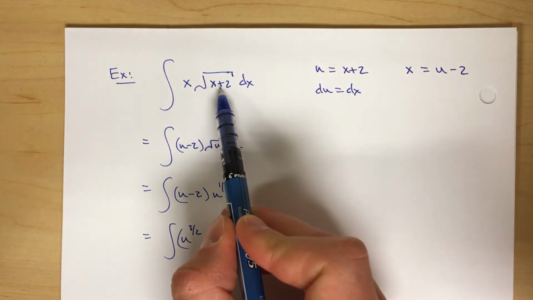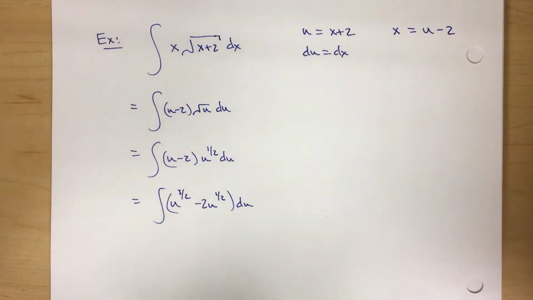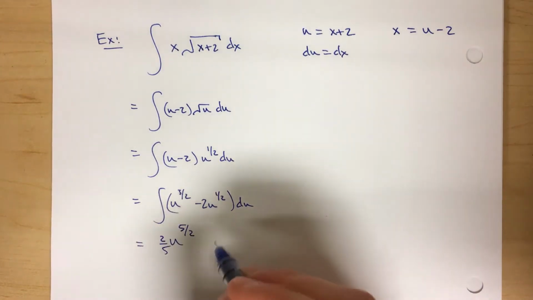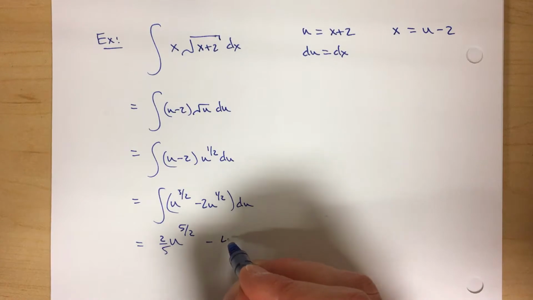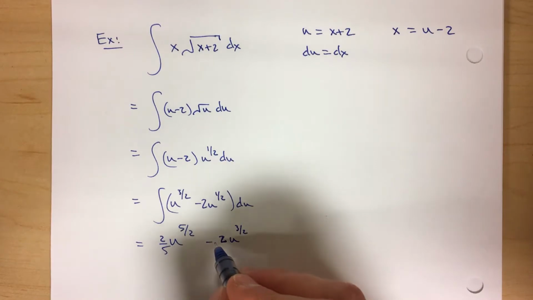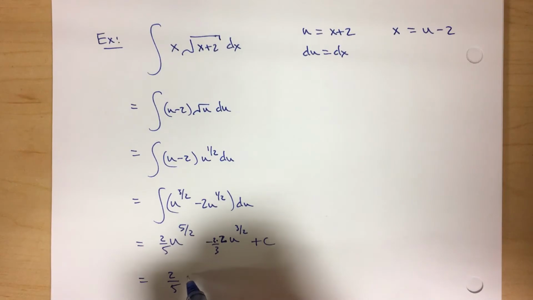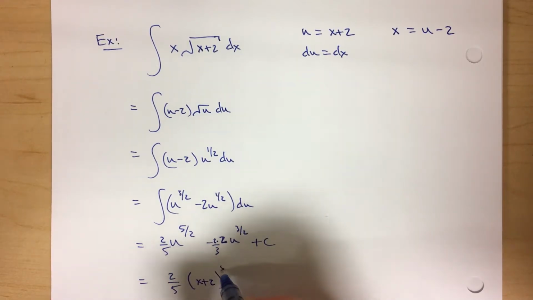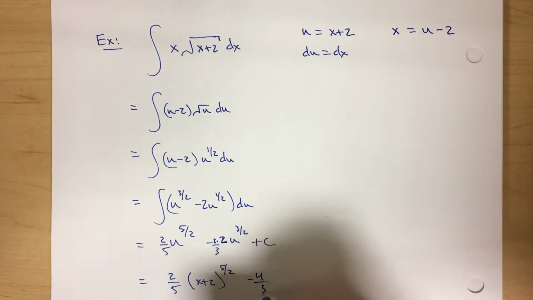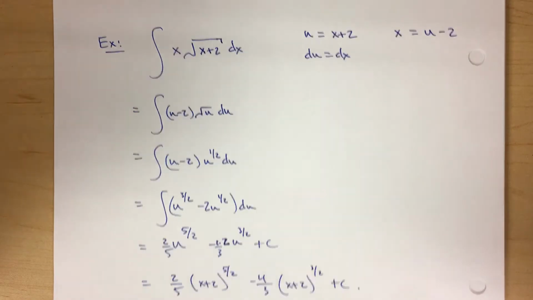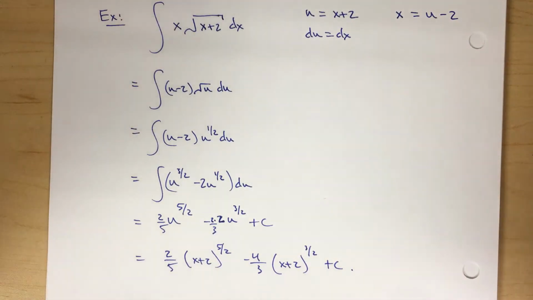So this often happens with a linear function and another linear function, and we can end up getting u to the 5/2 times 2/5 minus 2u to the 3/2 times 2/3 plus c, which ends up being 2/5 times (x plus 2) to the 5/2, minus 4/3 times (x plus 2) to the 3/2 plus c. So watch out for those problems where you actually have to substitute for x as well.